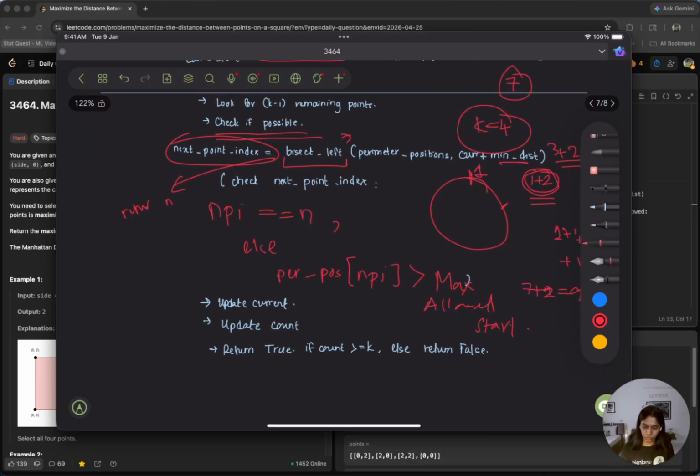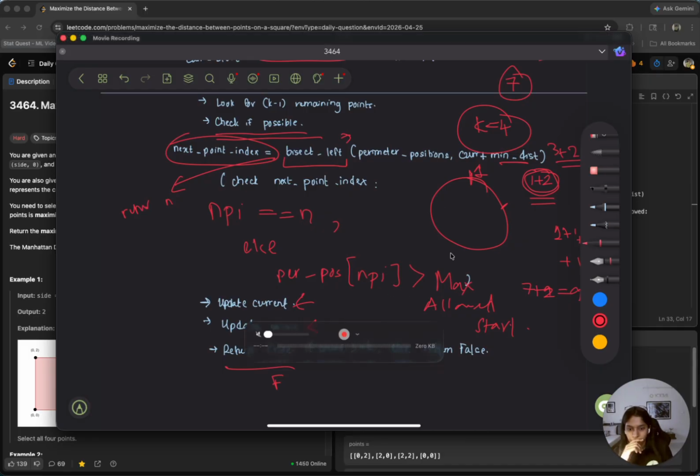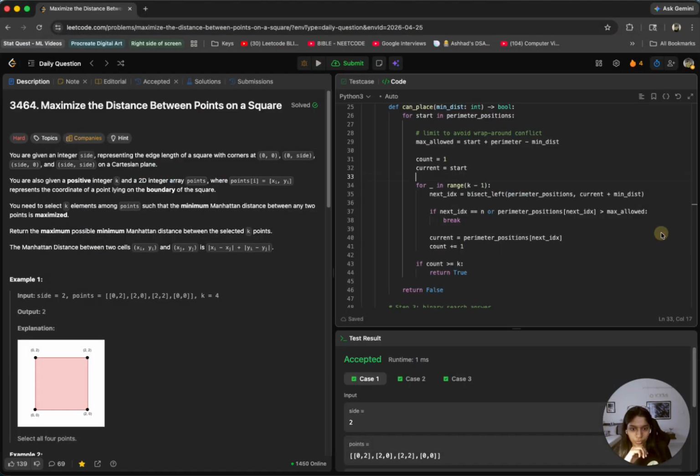So if it's not possible, we return back to our binary search over there, and we're going to return a false. So if it's false, we know that we have to reduce that boundary that we're searching for in the binary search over there. So yeah, I hope this is clear.